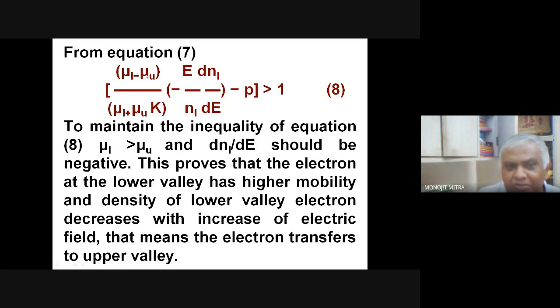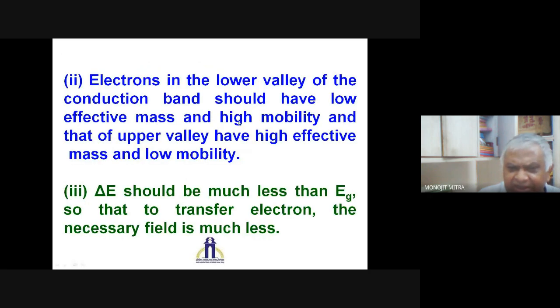And now, as I told you, mu L must be greater than mu U, which was your condition number 2. If you go back to the condition, I'm coming to the effective mass later. The lower valley of the conduction band should have higher mobility than the upper valley. So mu L greater than mu U satisfies condition number 2.